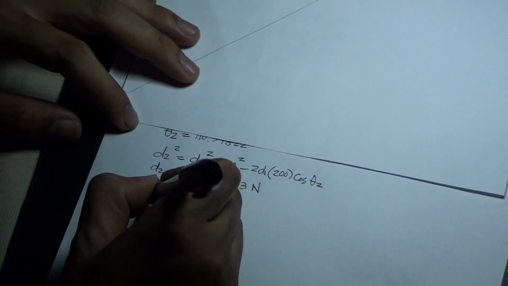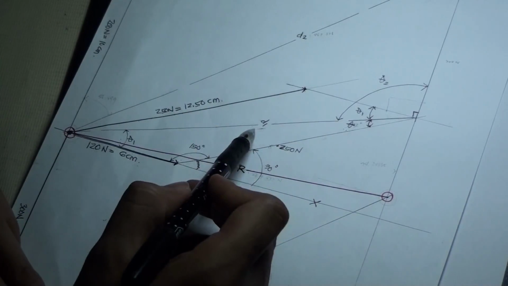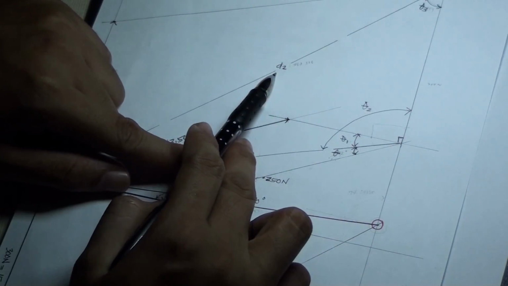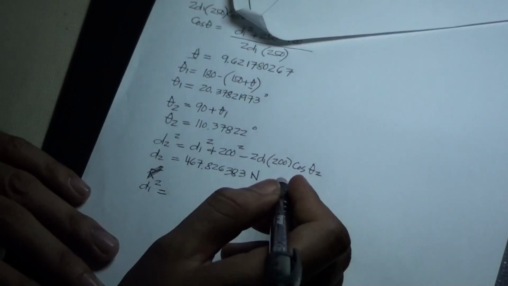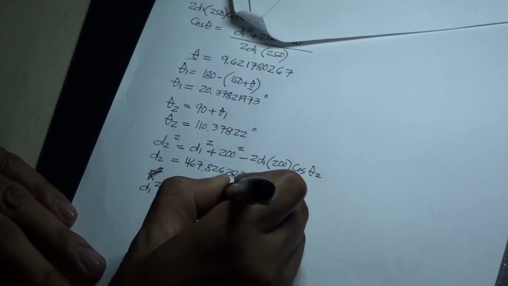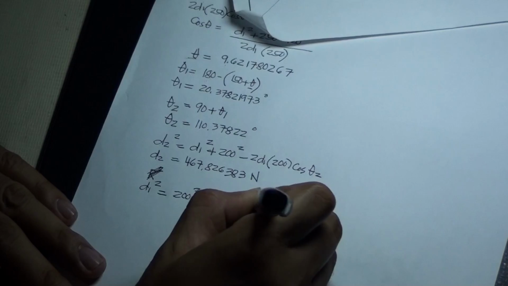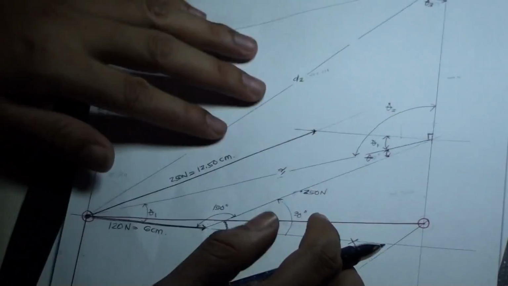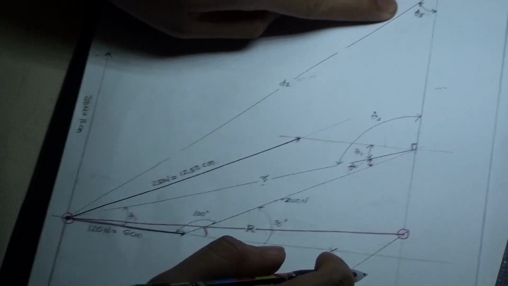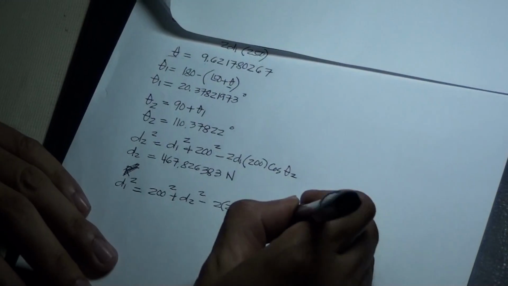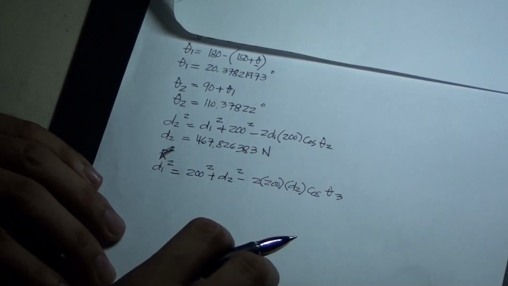So d sub 1 squared is equivalent to the remaining sides. We have d sub 1, and the remaining sides of the second parallelogram are 200 and d sub 2. So we have 200 squared plus d sub 2 squared minus 2 times 200 times d sub 2 cosine of the angle opposite to d sub 1. What is it? Theta sub 3. Okay, this one. So that is theta sub 3, which is to be determined.